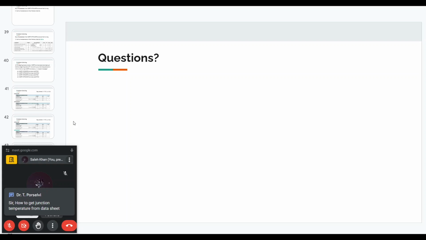Okay, there is a question of how to get the junction temperature from the data sheet. So the data sheet will not provide the junction temperature, but it will provide what is the maximum allowable junction temperature. For example, if we see here for the diode, we are given the maximum junction temperature, which is 150 degrees.